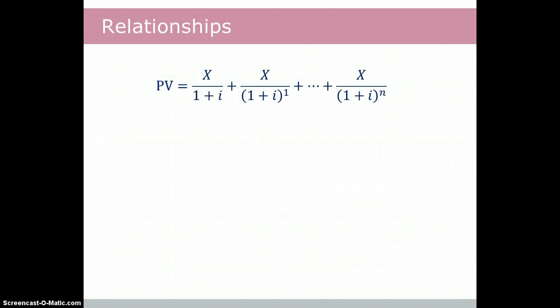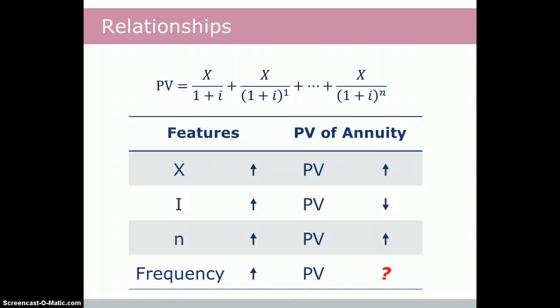Now, we'll find out the relationships among those features and the present value of the annuity-immediate. The first one is X. When the payments become larger, we get more in every term. That's what we want. When the interest rate gets higher, the denominators become bigger. Each payment is discounted to a smaller PV, thus the total price decreases. And the third one is N. When N gets bigger, we get payments for more years, hence PV increases.